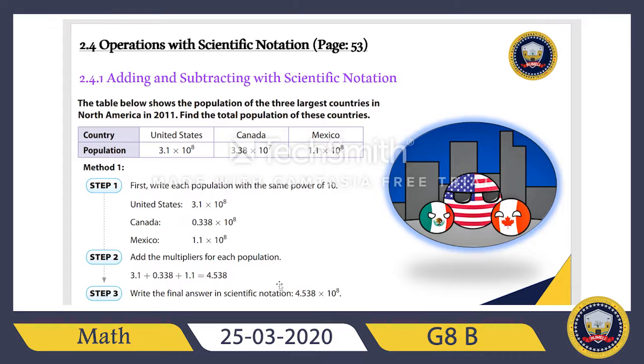Now be careful. Sometimes after you do this operation, your multiplier, this last number, is not between 1 and 10. So you need to manipulate it to write the scientific notation. Remember, in the scientific notation we said that this multiplier should be between 1 and 10. Here it happens that it is 4.538, which is already between 1 and 10, so no need for conversion. You put it directly times 10 to the power of 8. Clear? That's the first method.